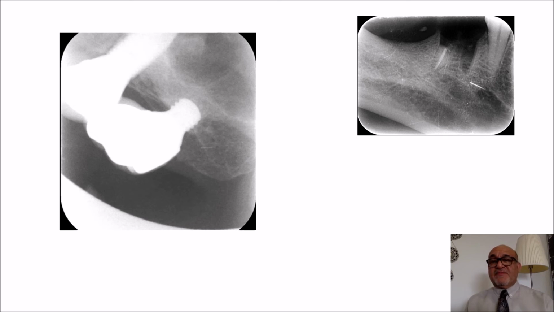Okay, let's have a look at this radiograph. Maxilla or mandible? Mandible. Why? Because I can see the inferior border of the mandible. I can see the mental foramen over here. Plus I can see the external oblique ridge, and this is the area closest to the mandible.